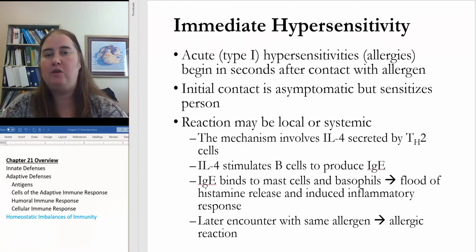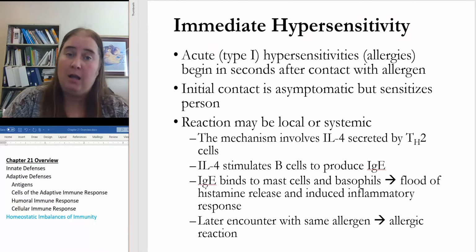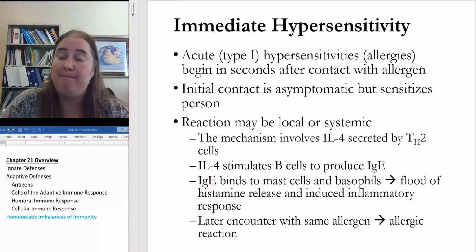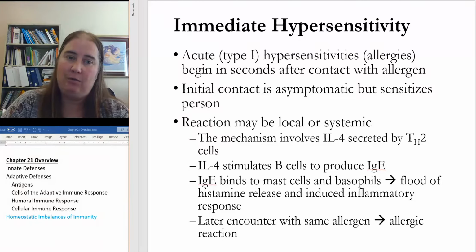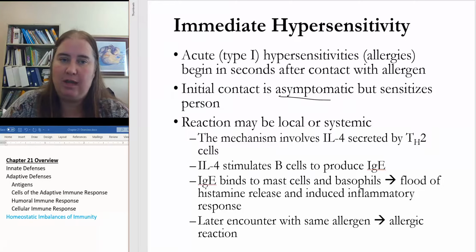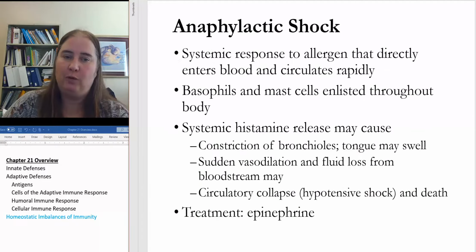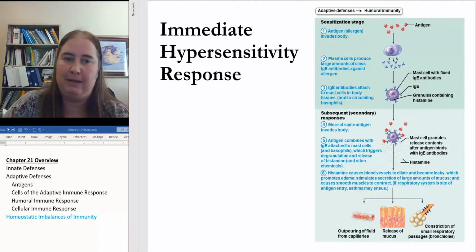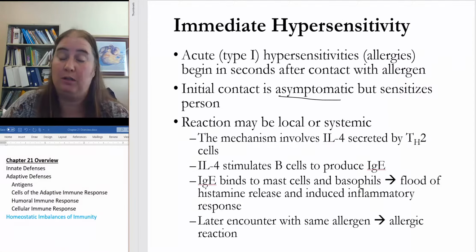So let's look at a few of these hypersensitivities. Acute type 1 hypersensitivities, or immediate hypersensitivities, are your allergies. They begin, like the name implies, almost immediately after contact with the allergen. Now, the key thing here is an individual has become sensitized in an immediate hypersensitivity. So the initial contact is actually asymptomatic, but it sensitizes the person to respond the next time. I'm going to go through the process and then we'll look at the image.